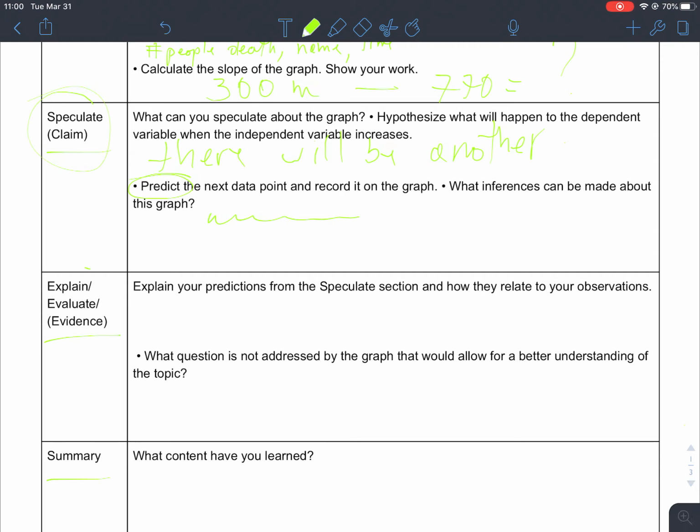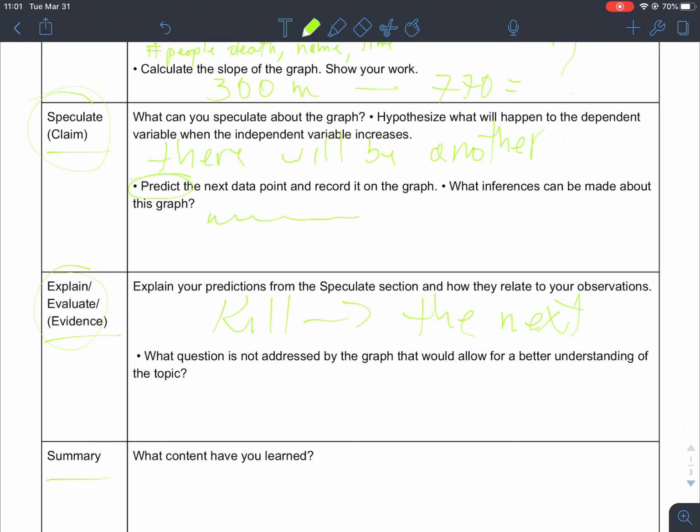And then in the next part, explain and evaluate your evidence. Explain the predictions of the speculation. How? Well, here I want you to look at the observations that you made. I can see that some pandemics are bigger than others. Some actually killed a lot of people. Others not so much. So we can actually say that we don't know what kind of pandemic will actually be the next one. I don't know, but I can speculate on the information or how big this COVID-19 will actually become.